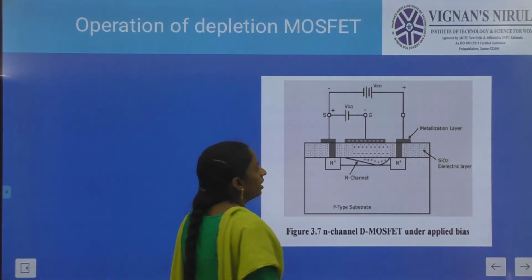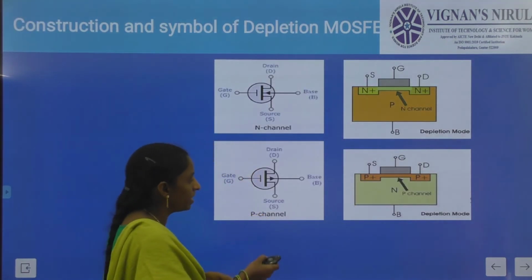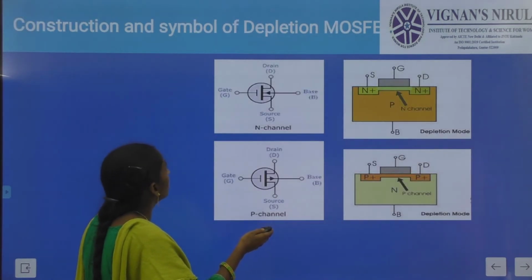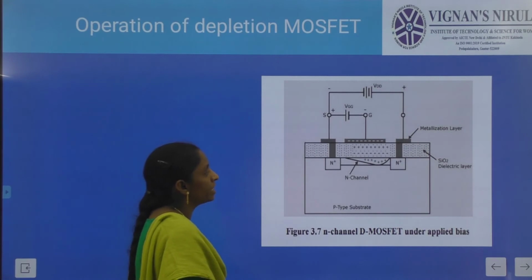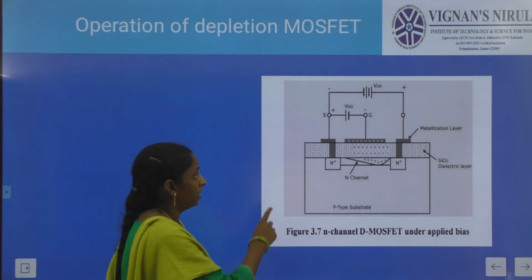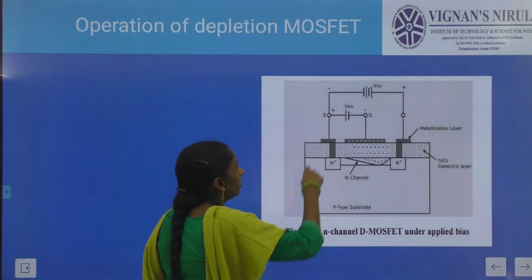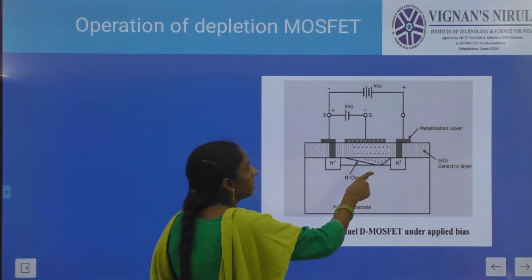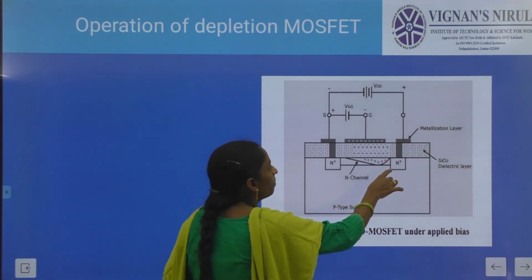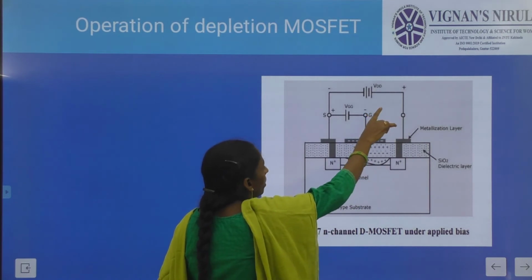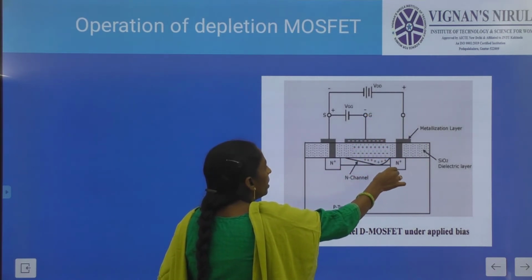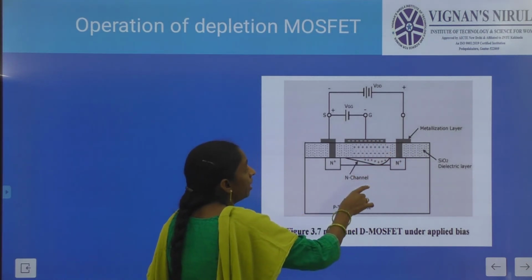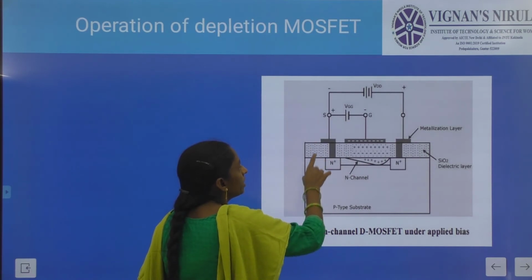Here there are two N plus regions. At one N plus region, we are applying negative to negative, so it creates forward bias. But at the drain side it creates reverse bias, because we are applying the positive terminal of the battery to the drain. So it creates reverse bias at the drain terminal and forward bias at the source terminal.